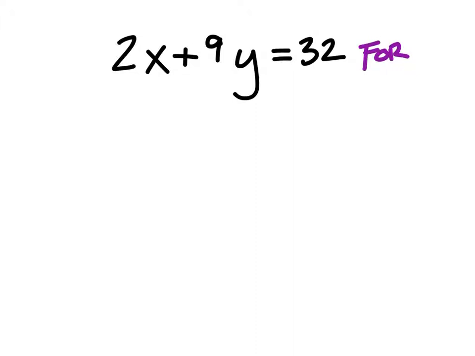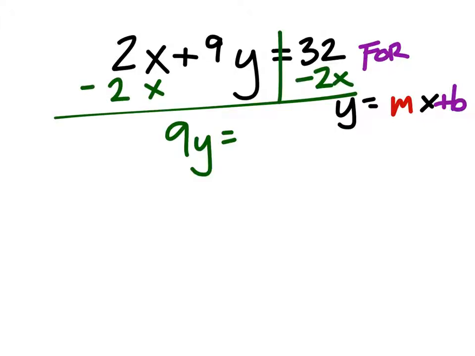Because slope-intercept form is y equals mx plus b. So it's always y equals, just manipulate it for y. So the first thing I would do on this, since I am manipulating it for y, is I don't want the x's with the y's on the same side. So I would subtract 2x from both sides. So I got my 9y, which kind of just drops down.